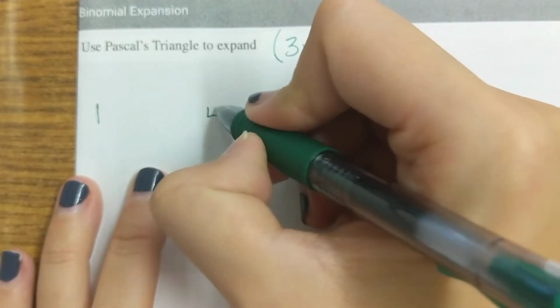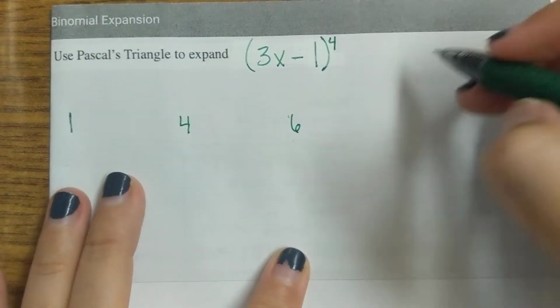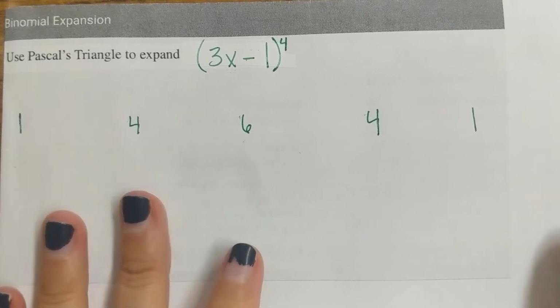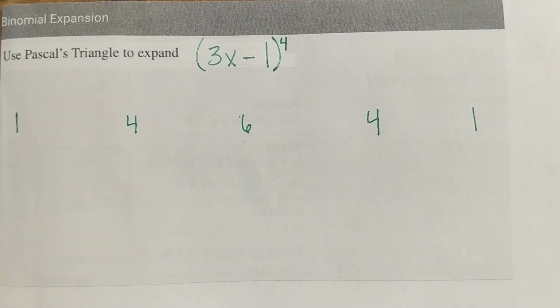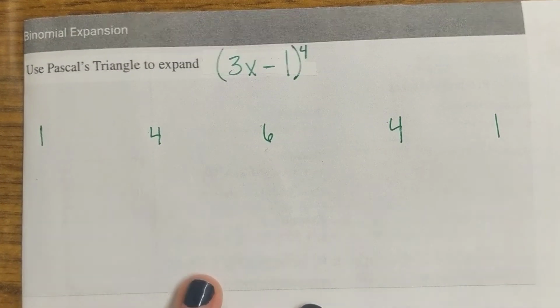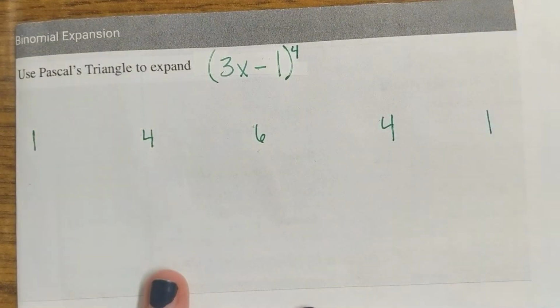1, 4, 6, 4, 1. Lots of space, okay? The worst thing you can do, in my opinion, with binomial expansion is just crowd it and then lose track of where your signs are and your numbers and not be able to read your own handwriting. All right.